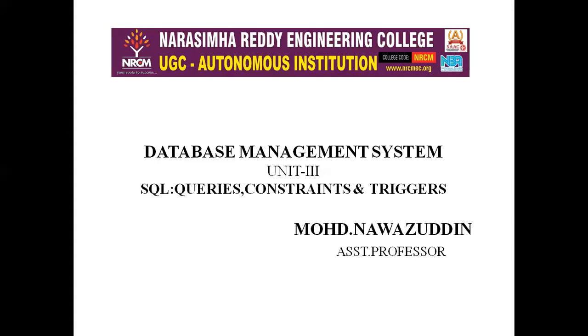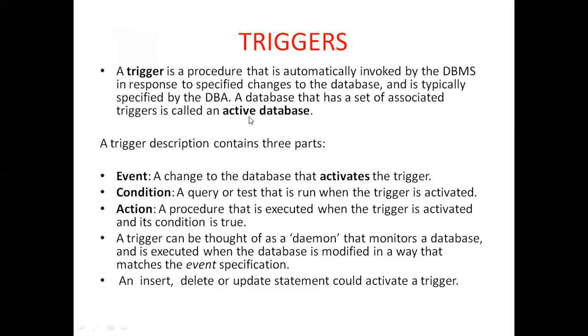In today's lecture, we are going to see the topic triggers from our Unit 3. Let's go to the topic triggers. Okay, what do you mean by a trigger? It is a procedure, meaning it is some set of rules that is automatically getting invoked, that is automatically getting executed by the DBMS in response to changes to the database. Means if a user is making any changes and if we are writing some trigger program, that trigger program is going to be executed based on the changes made to the database.